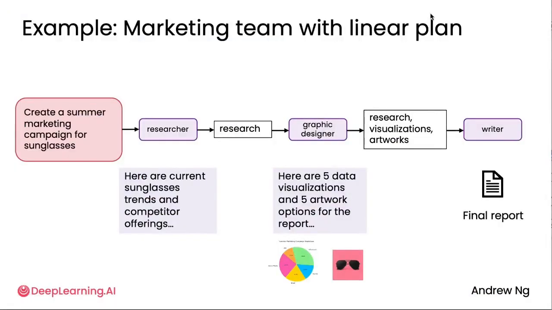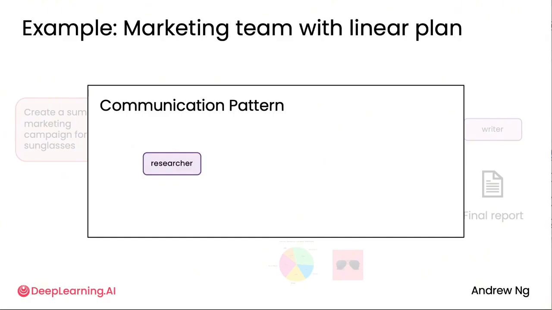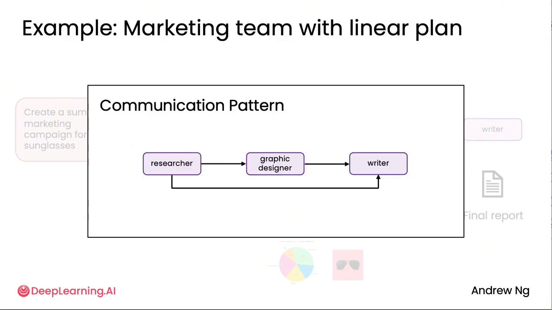In a marketing team with a linear plan, where first the researcher worked, then the graphic designer, then the writer, the communication pattern was linear. The researcher would communicate with the graphic designer, and then both the researcher and the graphic designer maybe pass the outputs to the writer. And so this is a very linear communication pattern. This is one of the two most common communication plans that I see being used today.